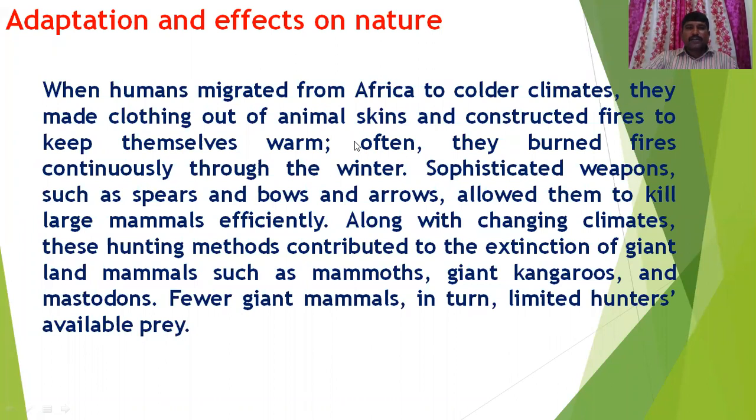Sophisticated weapons such as spears and bows and arrows allowed them to kill huge animals efficiently. Along with the altering climates, these hunting methods contributed to the extinction of the terrestrial or land animals such as mammoths, giant kangaroos, and mastodons. Fewer game animals, in turn, limited the available prey.